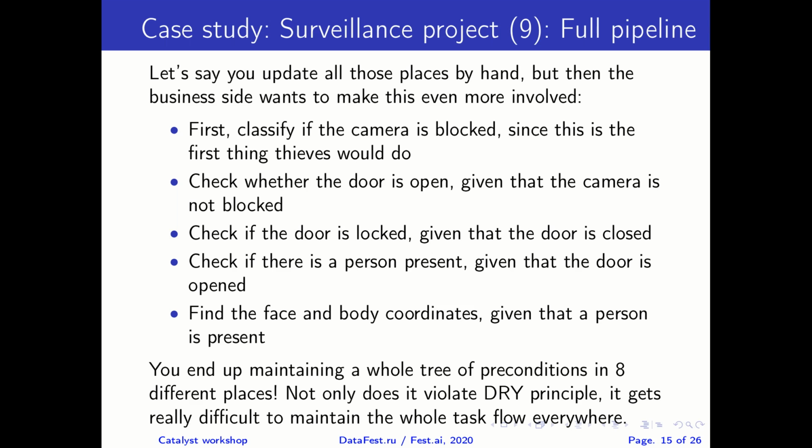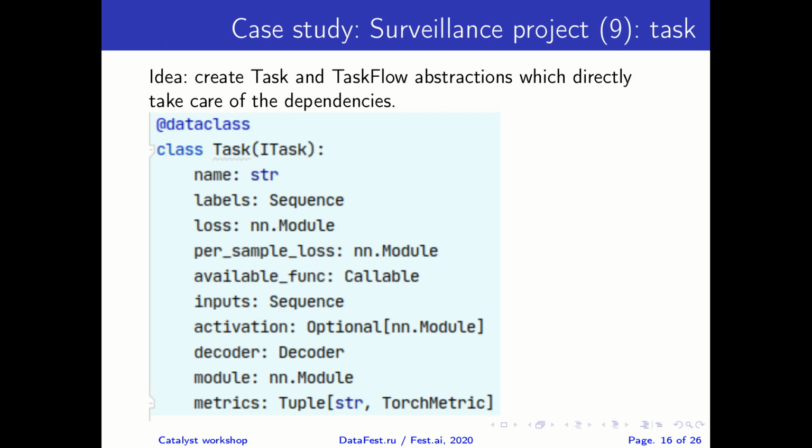And then if the door is opened, then we have to check if there is a person present, so call this binary classification branch. And then finally, if the person is present, we have to find and do this face and body linear regression tasks. And in the end you end up maintaining this whole tree of preconditions in 8 different places. And not only does it violate the DRY principle, it gets really hard to maintain if you really want to have this interpretation per task and all those different methods for evaluating and in general working on this multitask project.